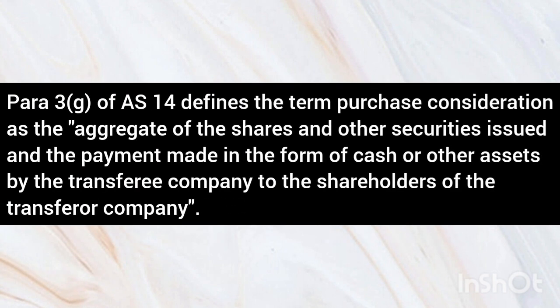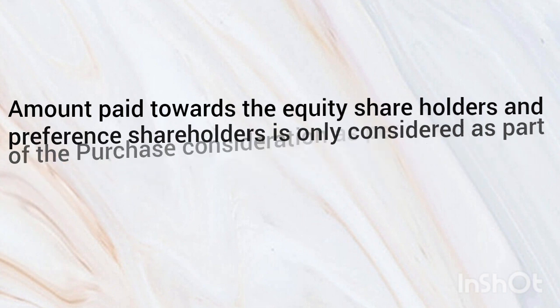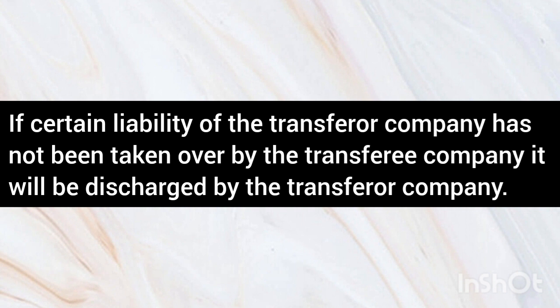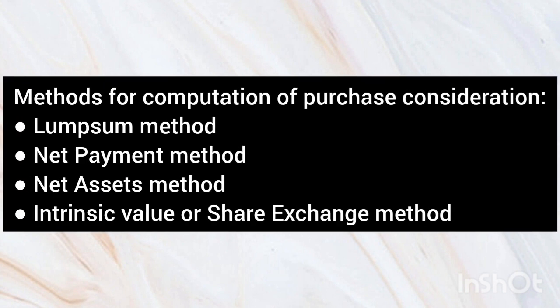Para 3 Clause G of AS 14 defines the term purchase consideration as the aggregate of the shares and other securities issued and the payment made in the form of cash or other assets by the transferee company to the shareholders of the transferor company. The amount paid towards equity shareholders and preference shareholders is only considered as part of purchase consideration as per the definition of AS 14. If certain liability of the transferor company has not been taken over by the transferee company, it will be discharged by the transferor company. The methods for computation of purchase consideration.